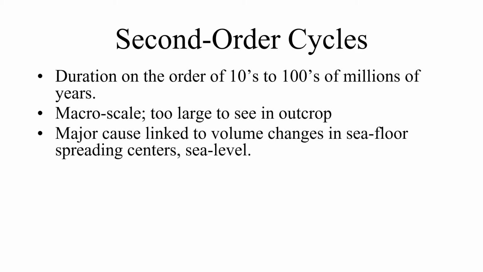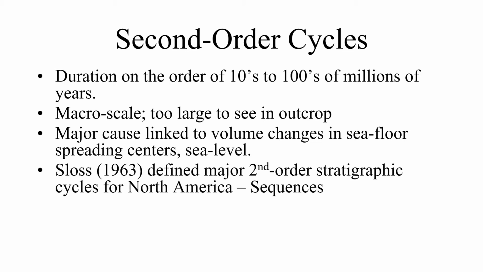These seem to be linked to considerable changes in ocean volume. So volume changes in seafloor spreading centers and sea level. So this is about how our ocean basins are changing shape. And this, of course, is done mostly by divergent plate activity. In 1963, Sloss defined what he called second order cycles, or stratigraphic cycles, for North America, and we call these the Sloss megasequences.